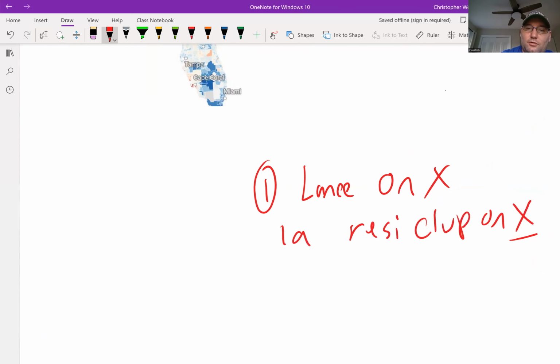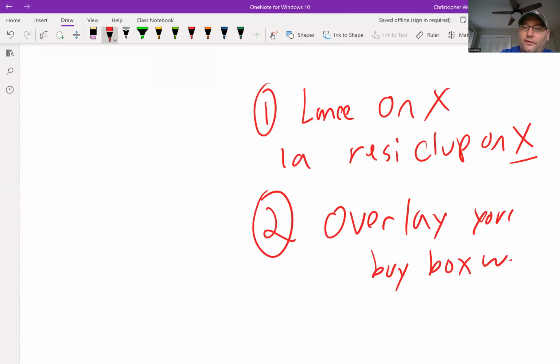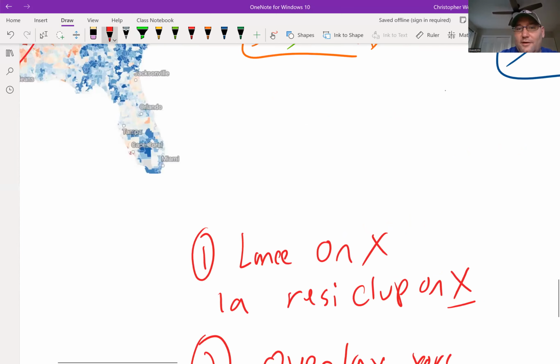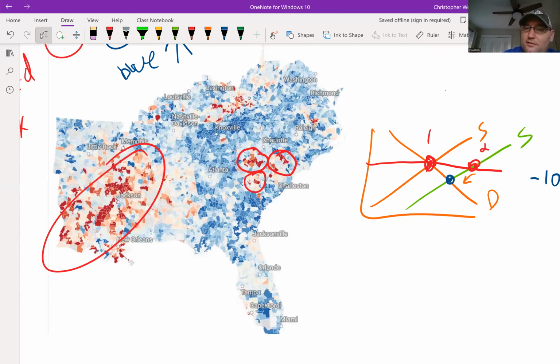And two, overlay your buy box with this data. Oh, data, not day. Day, and see how it looks, because there are some opportunities.